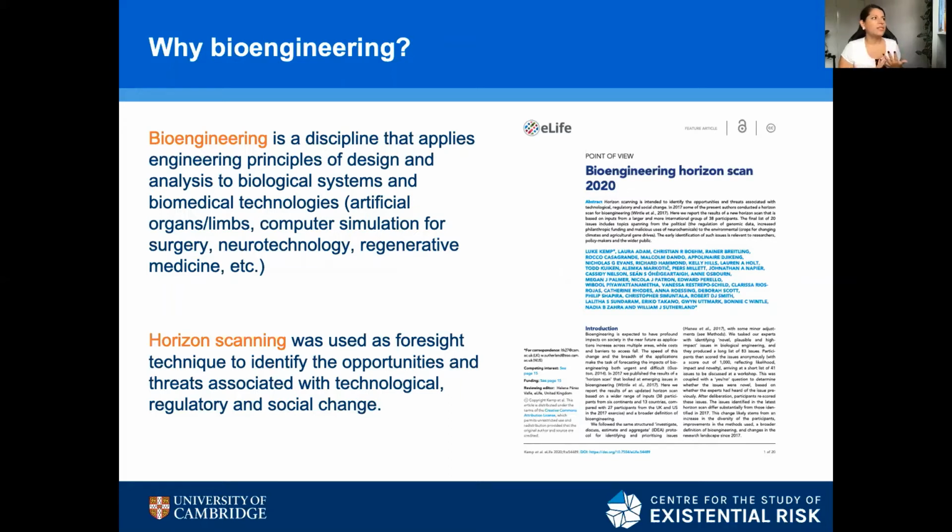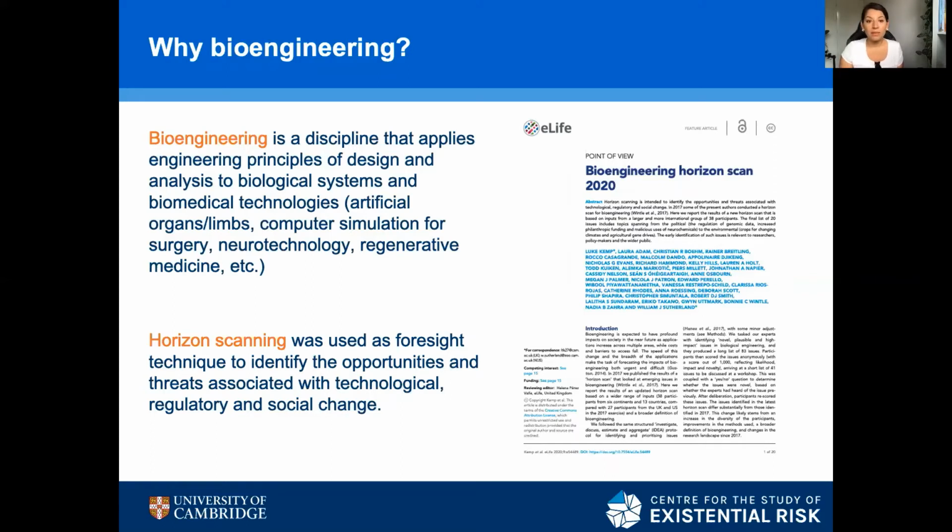So what is bioengineering? Well, this is a discipline that applies engineering principles of design and analysis to biological systems or biomedical technologies. You may have heard about bioengineering when you hear about artificial organs, limbs, computer simulation for surgery, neurotechnology, or regenerative medicine. So what did we do in this study? What we decided to do was to use horizon scanning, which is a foresight technique that helps us to identify the opportunities and threats associated with technological, regulatory, and social change.